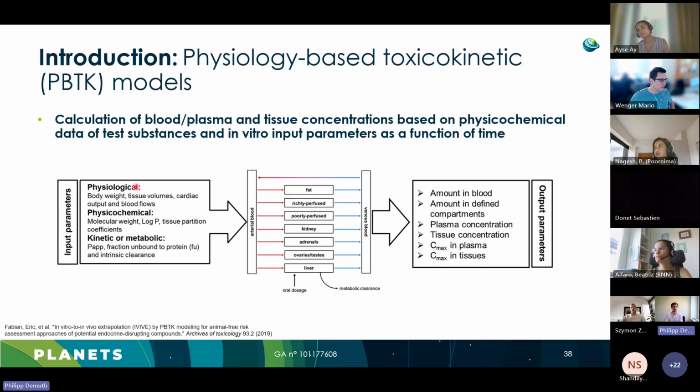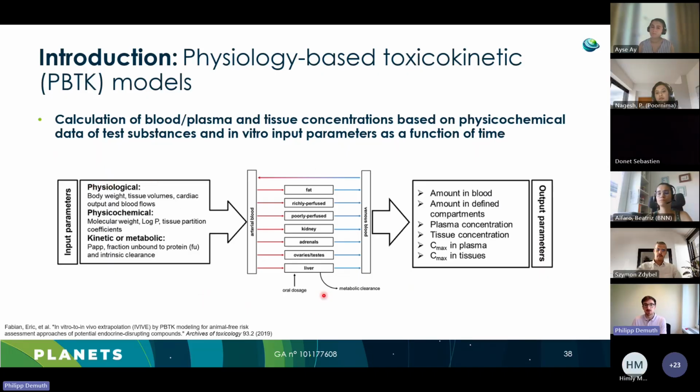On one hand, we have physiological input parameters, and those depend on the organism the PBPK model was developed for. So, for example, for a human, male human or female human, I have other physiological input parameters than for the rat. And those input parameters include the body weight, the tissue volumes, and stuff like that. And those are typically found in the literature and are implemented when such a model is developed.